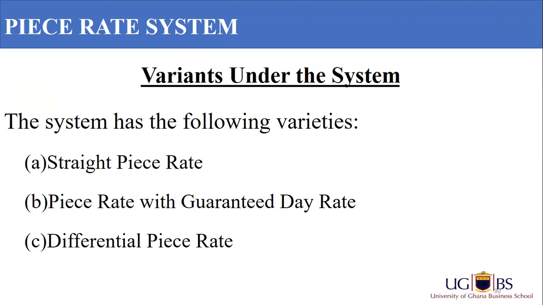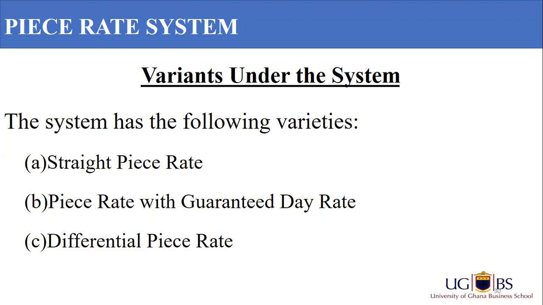So variants under the system. So we have straight piece rates. So for the straight piece rate, wages are received by workers based on the number of units produced, right? So based on the number of units you produce, you are going to receive a particular wage. Then piece rate with guaranteed day rate.